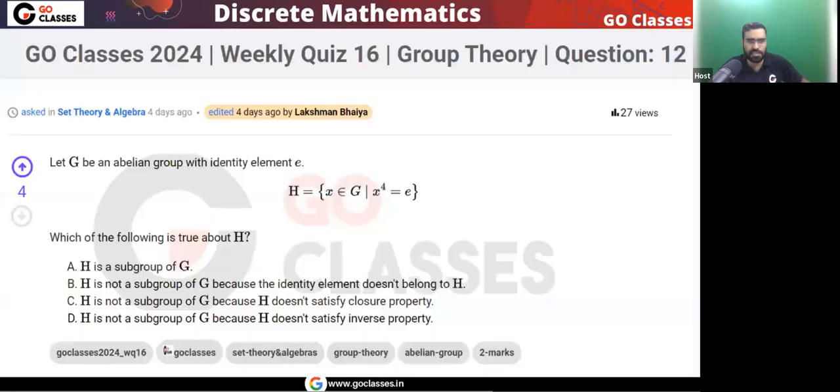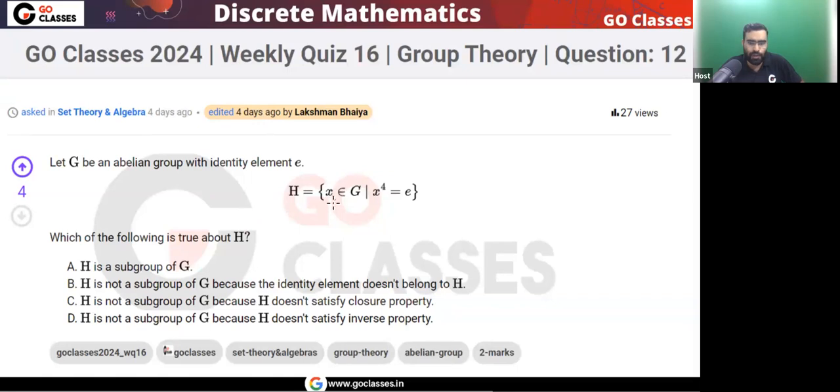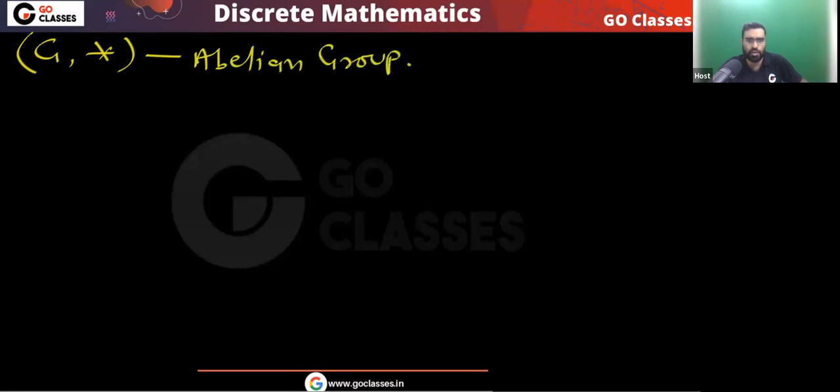Now let's see this H. You have this G, which is an abelian group. Remember, this is already given. Abelian means the commutative property is satisfied by this G. Next, the identity element is there. Now the question is asking about this H. First of all, you tell me, can I say H is a subset of G? See, this group (G, *) is given to you, an abelian group, meaning commutative, and it is a group.